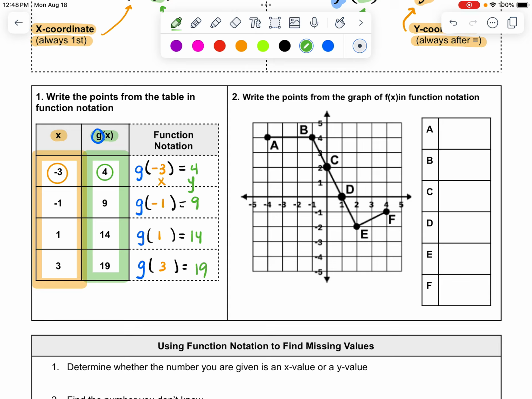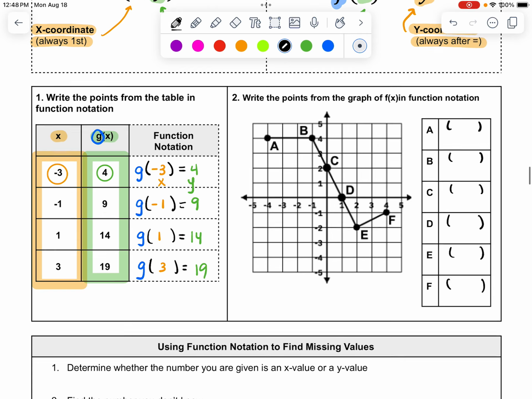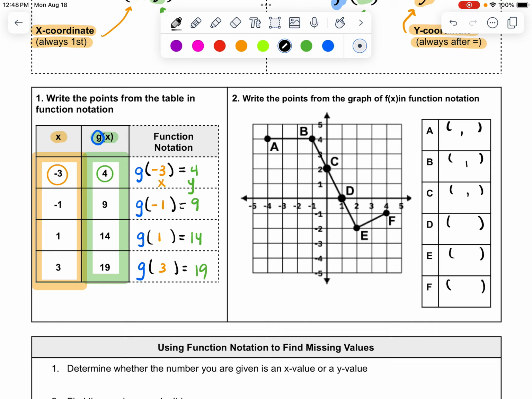Let's do the same thing, but let's do it with points from a graph. Now, the easiest way to do this is going to be to start by writing the points the normal way that we write points. So I'm going to have two things in this box. I'm going to have a parentheses to write my normal points with a comma. And then below there, I'm going to go ahead and write in my function notation for the same points. For point A, the x coordinate is -4.